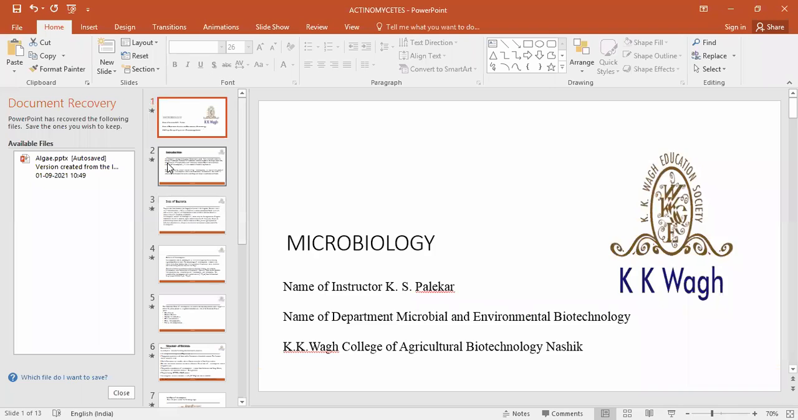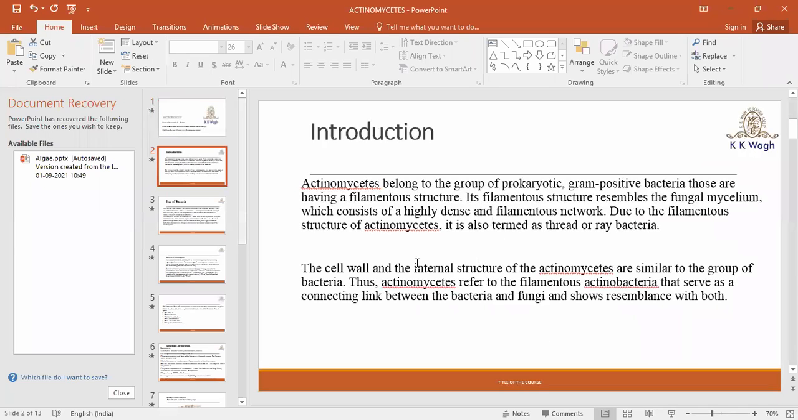So our next topic is actinomycetes. First is the introduction. Actinomycetes, when singular, is called an actinomycete. It is a large group of aerobic bacteria, which are gram positive in nature, prokaryotic, and have a high GC percentage.